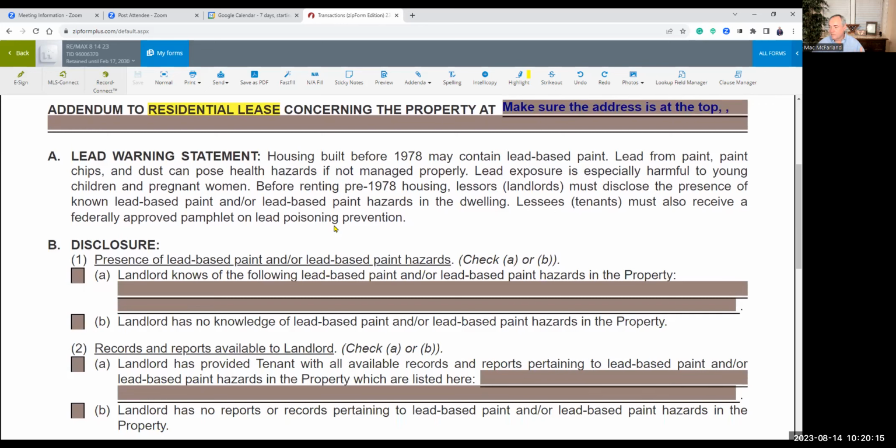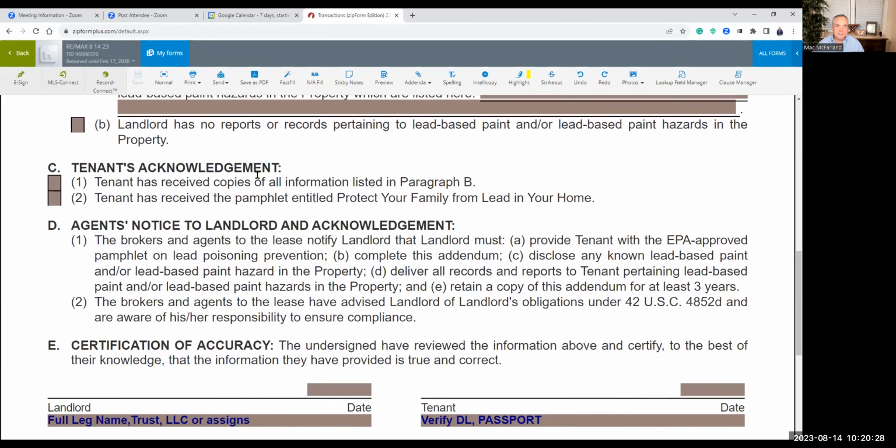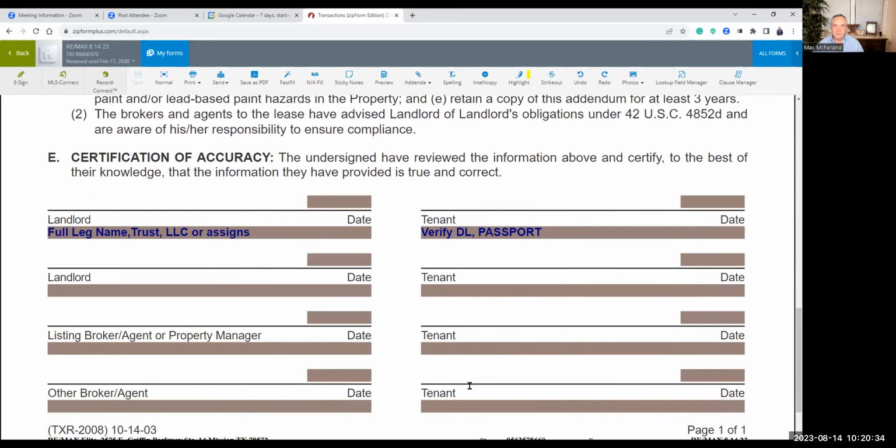Open up a cell. We have a 1 to 4 family contract, and we'll have this. Did you read the form? I don't know. It says residential lease on it right there. Just makes you want to ask. But anyway, it's the same thing. Tenant's acknowledgement. They've received copies or they got the pamphlet, right? And we're doing the same thing down at the bottom.